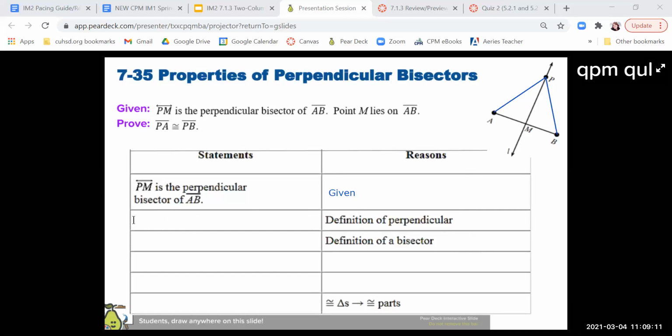So the next statement in our proof uses a reason of definition of perpendicular. So let's think about what information from the diagram we can pull from the idea that the line PM is perpendicular to the segment AB. So we know it's a right angle, and right angles are 90. So if we can say that that angle at point M is 90 degrees and this angle is also 90 degrees, then what we have between the two triangles is an angle in common.